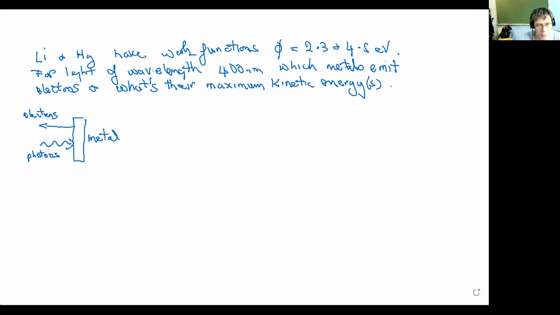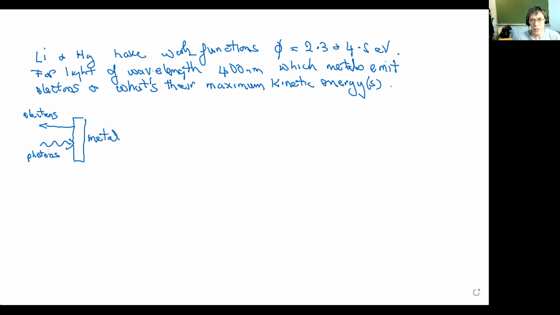Wanted to work through a problem that involves the photoelectric effect. The photoelectric effect is that when light is shone onto a metal, electrons are liberated, emitted by the metal. And the way that we understand the photoelectric effect is not by thinking of light as a wave, but rather by thinking of light as particles.